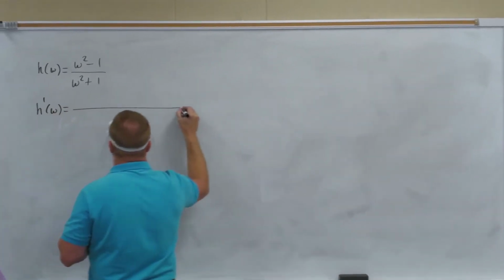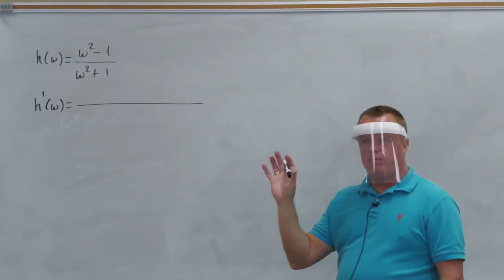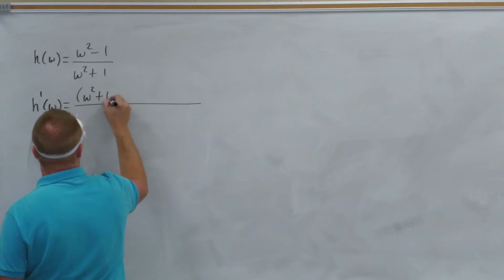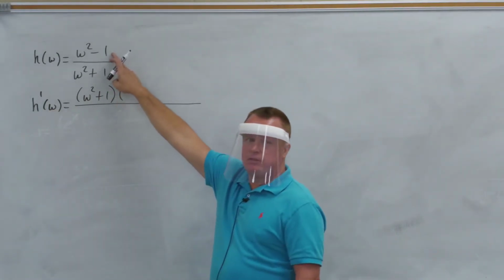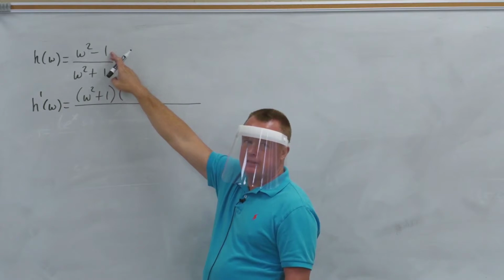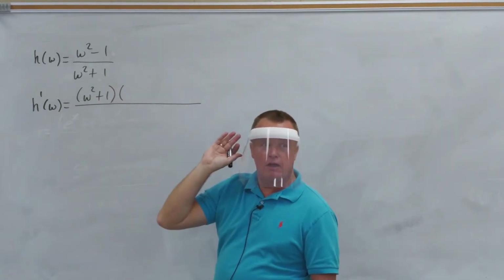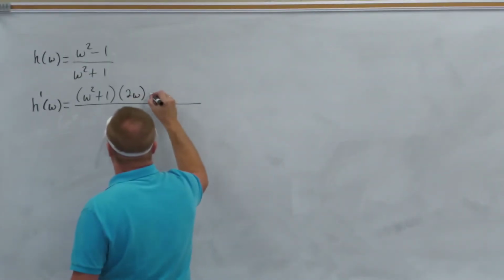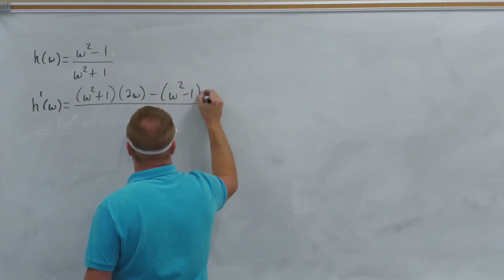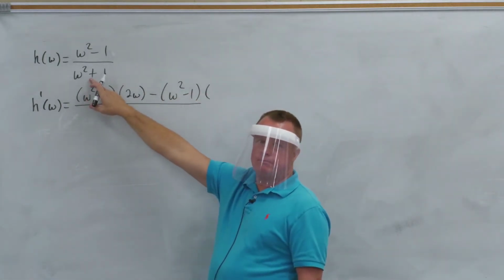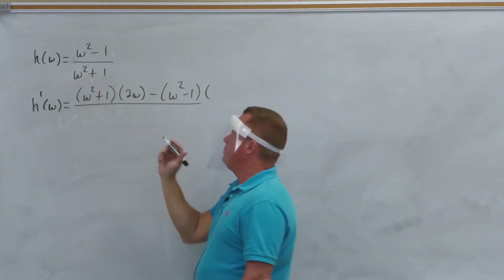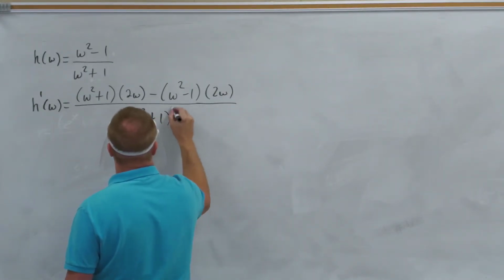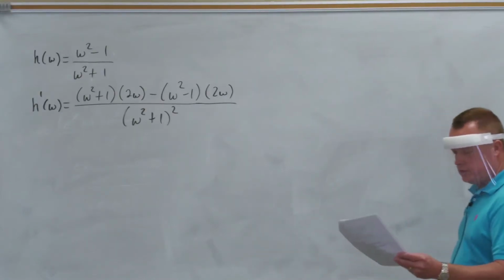All right, so our derivative will be, remember, if it's a quotient, start with the bottom. So it's going to be the bottom times the derivative of the top. What is the derivative of w squared minus 1? 2w, right, and then the derivative of 1 is 0. So 2w minus the top times the derivative of the bottom. What's the derivative of the bottom? 2w. It's also 2w. So I got 2w there over the bottom squared. Okay. Any questions about that first step?